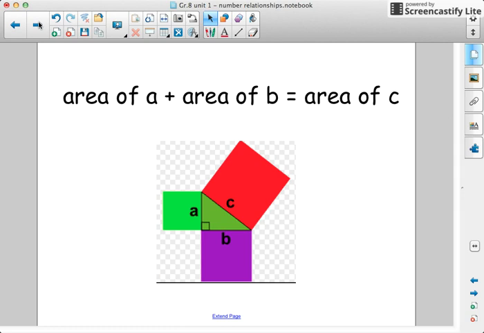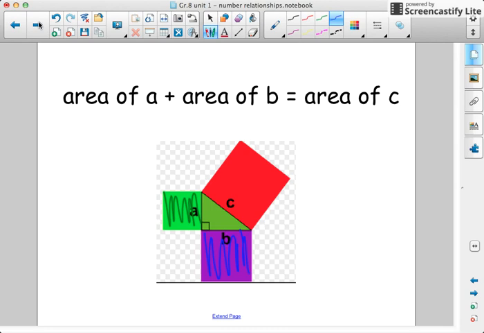So what the Pythagorean theorem states is that the area of the square that's connected to side A plus the area of the square connected to side B equals the area of the square connected to side C. So this A, all this space right here, plus the space right here of B, if you added those together, it's going to be exactly the area of C.